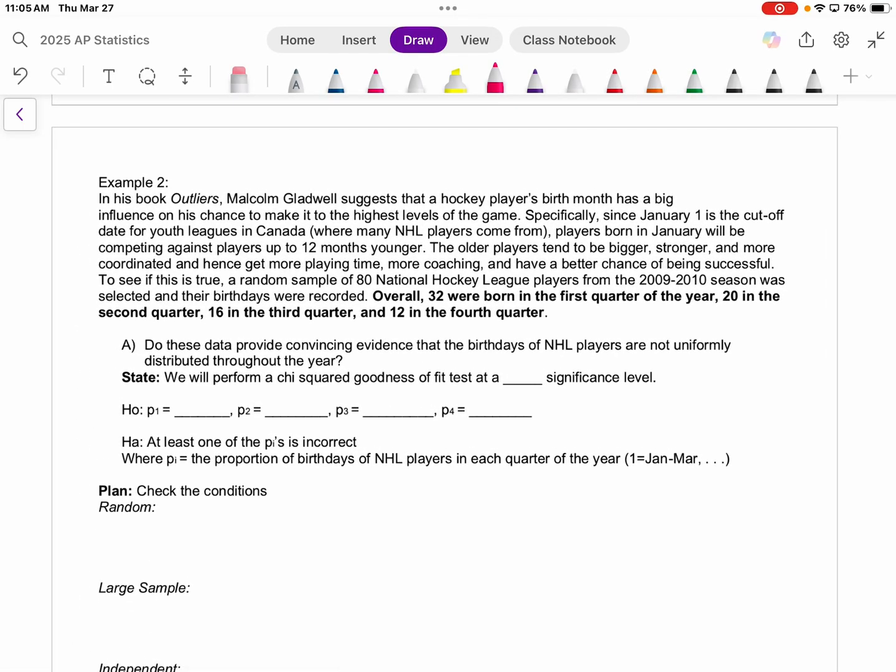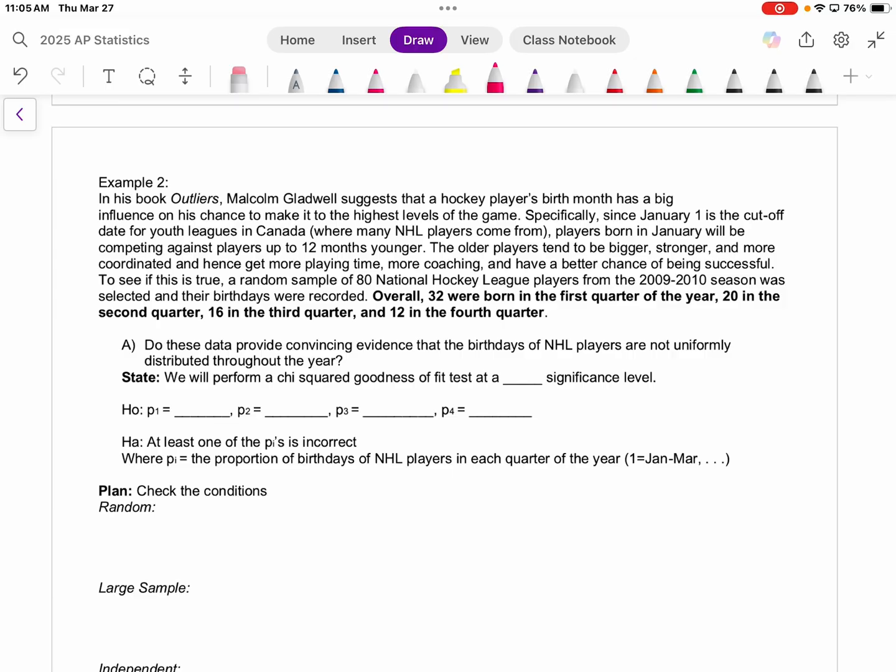In his book, Outliers, Malcolm Gladwell suggests that a hockey player's birth month has a big influence on his chance to make it to the highest levels of the game. Specifically, since January 1st is the cutoff date for youth leagues in Canada, where many NHL players come from, players born in January will be competing against players up to 12 months younger than them. The older players tend to be bigger, stronger, and more coordinated, and hence get more playing time, more coaching, and have a better chance of being successful.